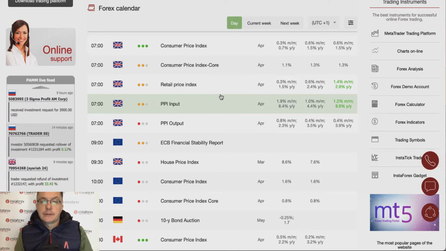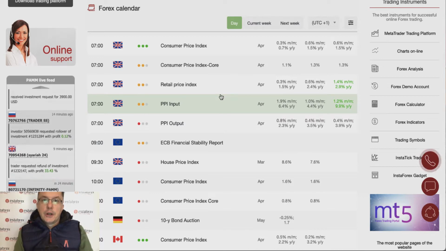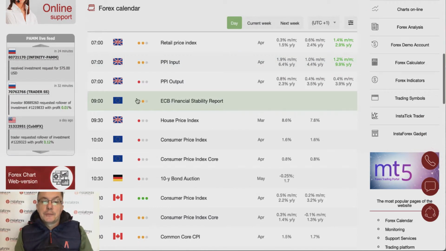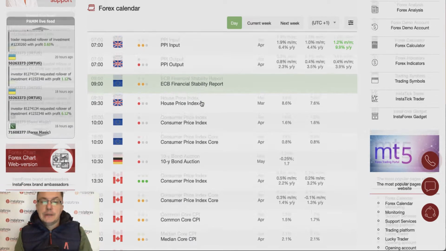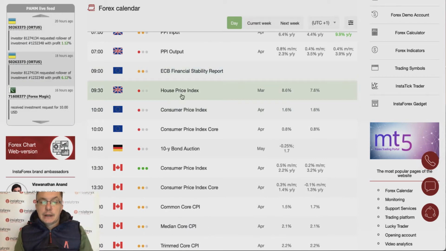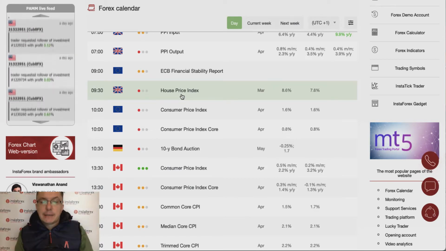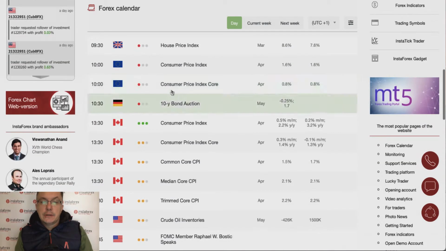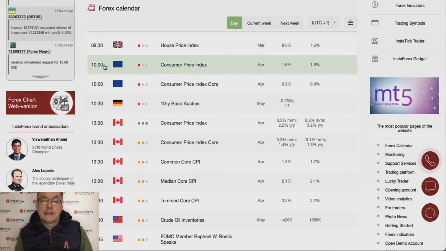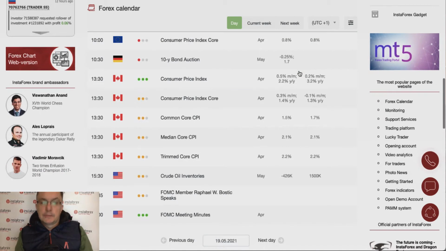So there is some sort of inflationary pressure on the British pound. At 9 o'clock there is an ECB financial stability report scheduled for release, and there is one more part of the data from the UK. At 9:30 there's house price index to be released. Some other data scheduled for release from the Eurozone are consumer price index, scheduled at 10 o'clock. The market expects 1.6%, just as a month before.